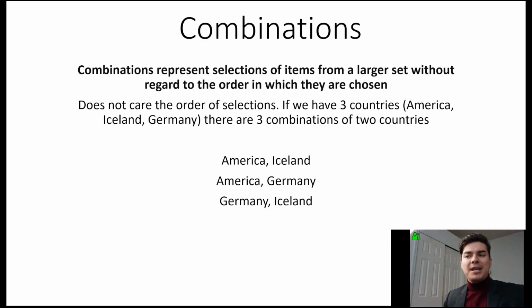So, combinations. Combinations represent a selection of items from a larger set without regard to the order in which they are chosen. To give you an example, let's say we have 3 countries, and you pick 2 of those countries and put them in different combinations, such as America and Iceland, America and Germany, Germany and Iceland. There are only so many ways that a combination of 2 can be chosen out of the 3. So the combination represents selections of items from a larger set.